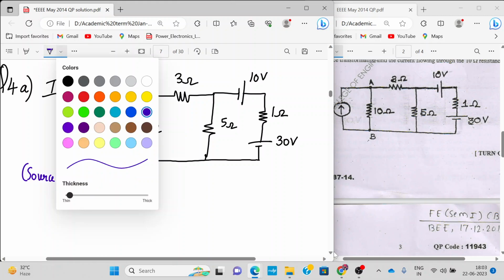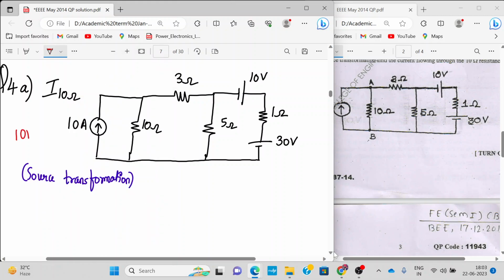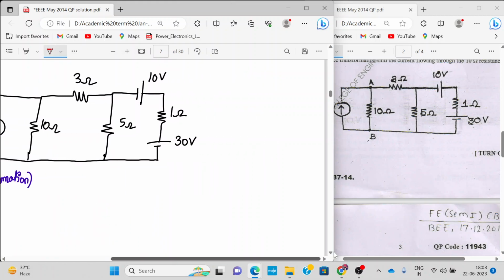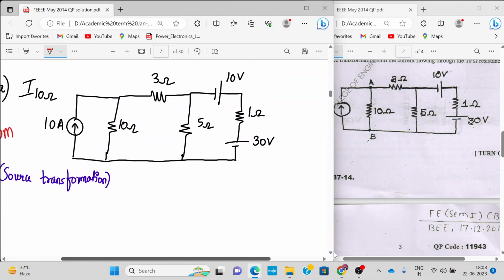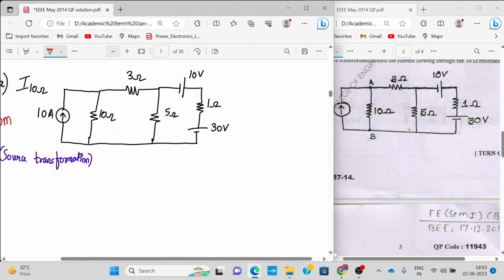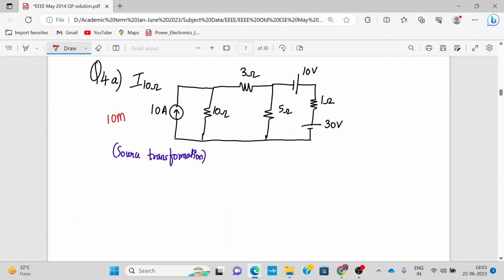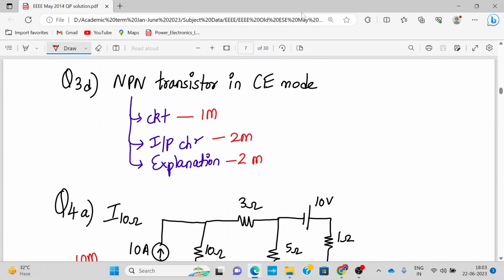Alright, and it's a 10 marks numerical. We should not spend more than 10 minutes on it. Can we start? Yeah? You'll have drawn the diagram? Yes. Okay, great.